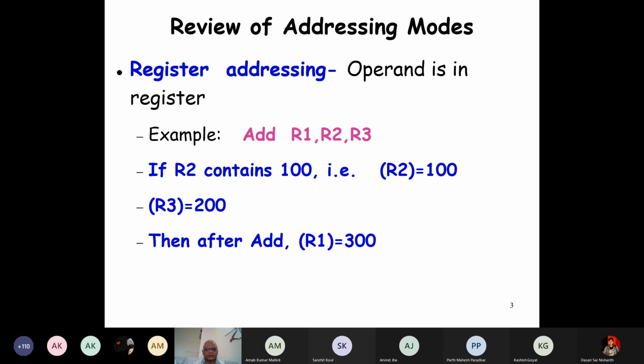Let's say R2 contains 100, and if we write bracket R2, it means the content of the register. Just R2 is the name of the register and bracket R2 is the content of the register. We write bracket R2 equal to 100, which means that R2 contains 100, and R3 contains 200, and after the ADD is executed, R1 will contain 300.